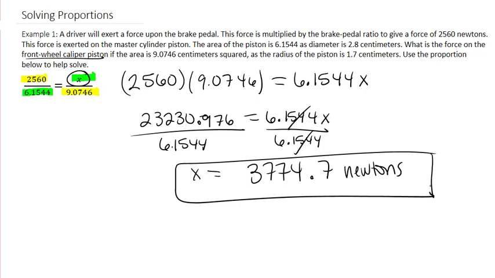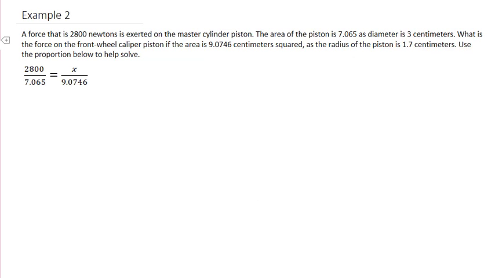So let's go look at another example. Example 2. A force that is 2,800 newtons is exerted on the master cylinder piston. The area of the piston is 7.065 as the diameter is 3 centimeters. What is the force on the front wheel caliper piston if the area is 9.0746 centimeters squared, as the radius of the piston is 1.7 centimeters? Use the proportion below to help us solve.